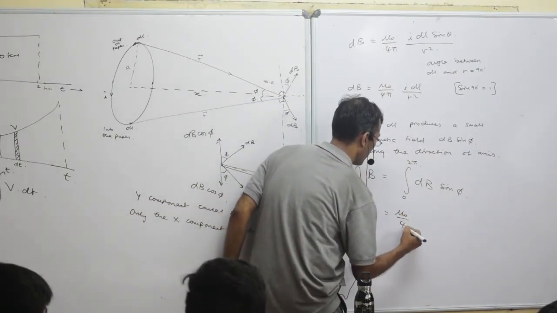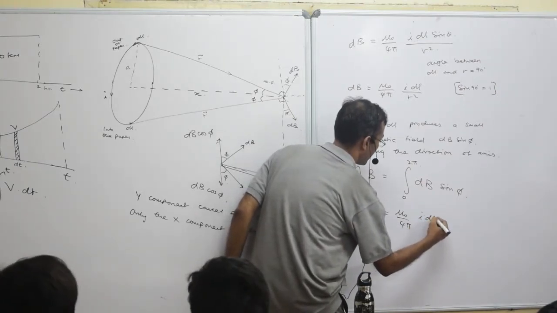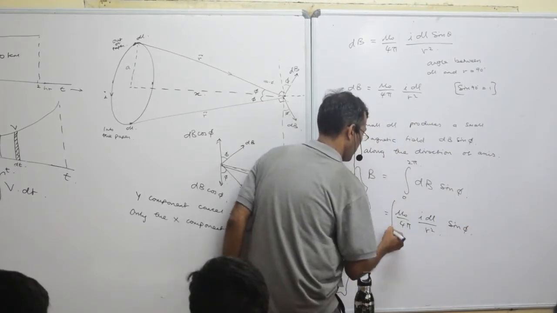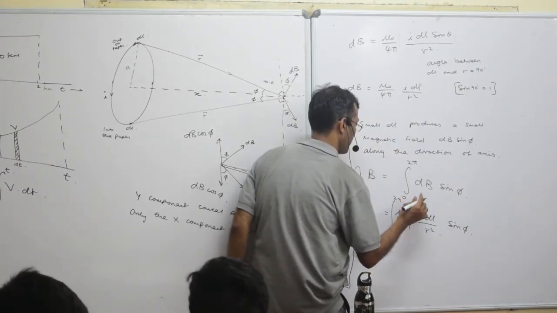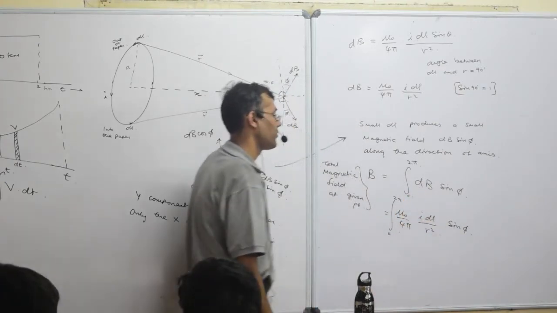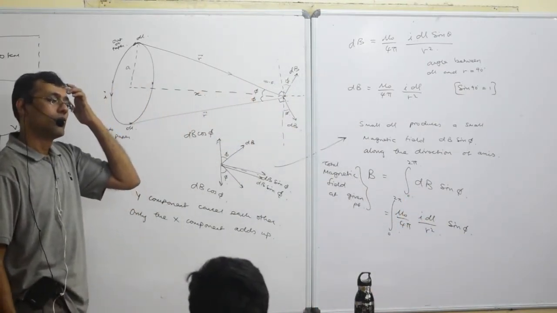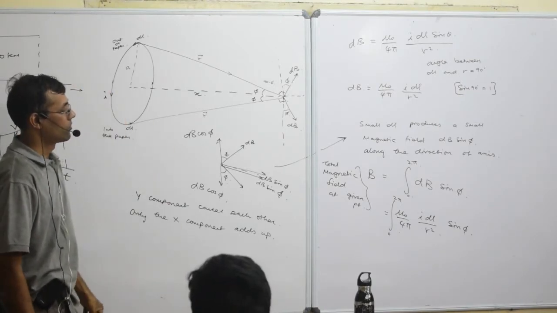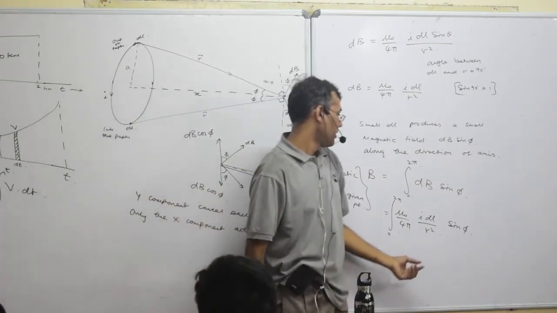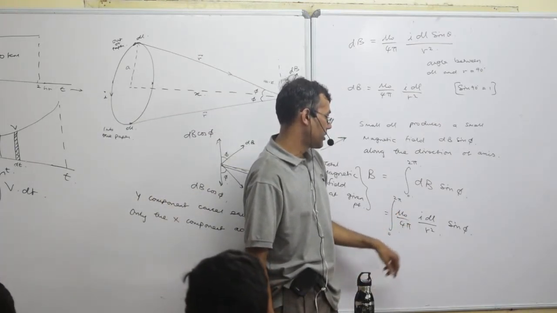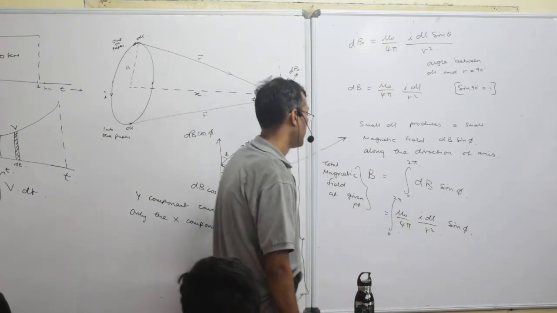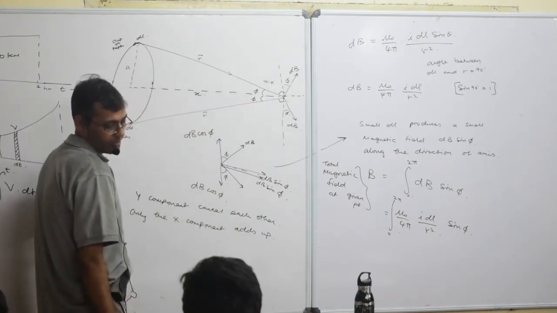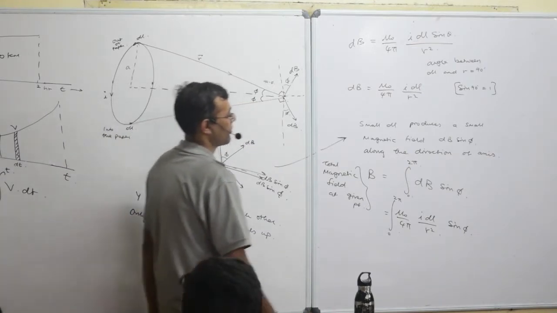So mu naught by 4 pi I dl by r squared sin phi, integrated from 0 to 2 pi. The integration rules and formulas you will be studying later in your maths. For now you just have to understand that mu naught by 4 pi is a constant, I is a constant, so I can take that out. dl by r squared alone will be sitting inside.